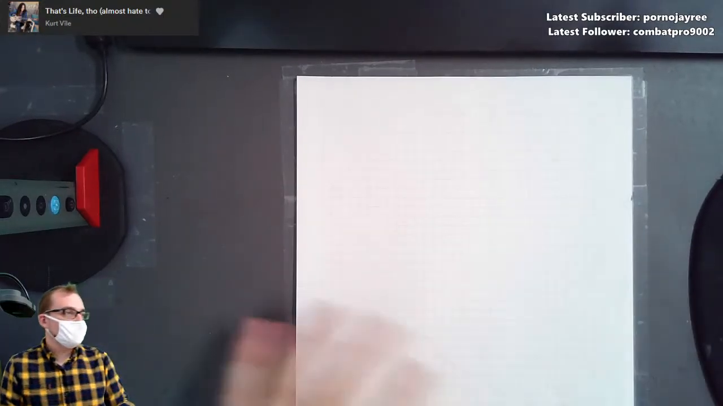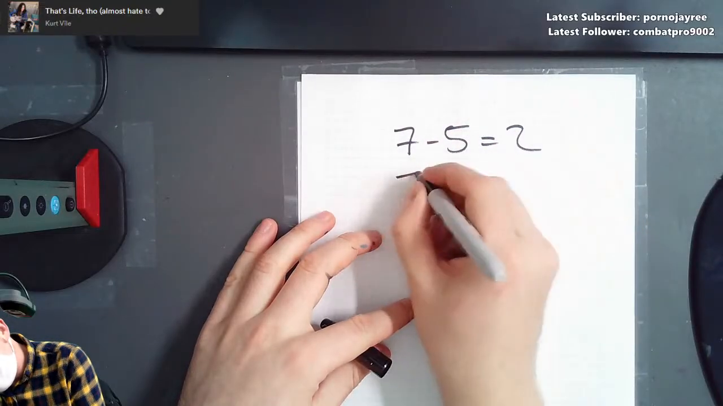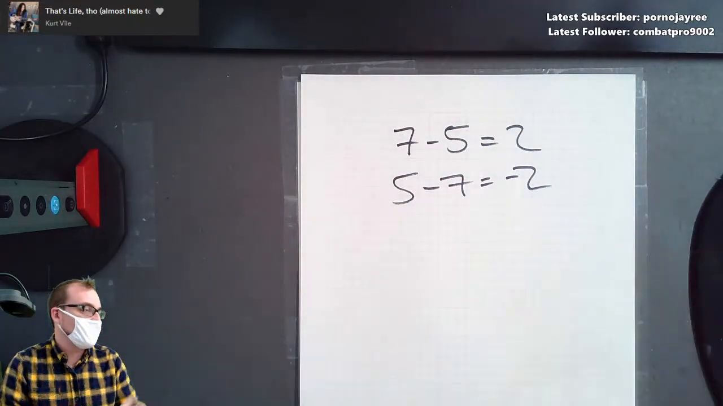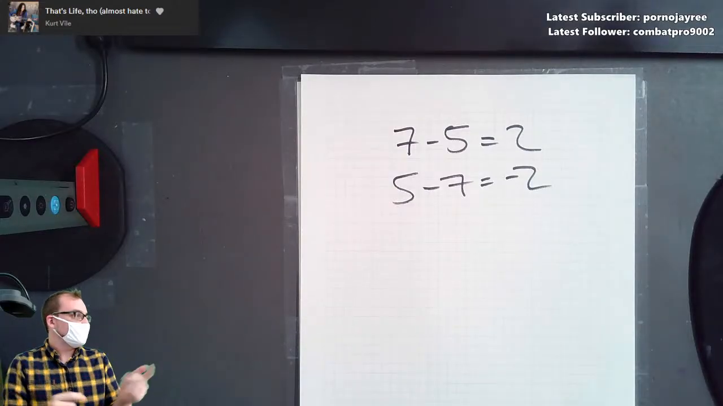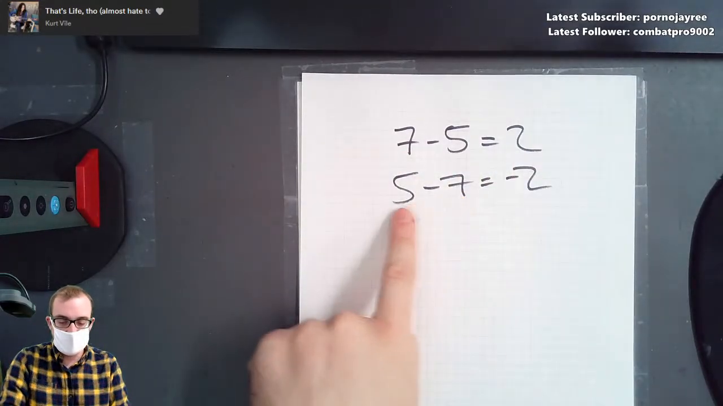Subtraction is not commutative. You can't switch the order. We talked about this, right? 7 minus 5 is 2, but 5 minus 7 is negative 2. You can flip them if you want. Just change the sign if you flipped them, right? Because the direction will change. We're starting on 5 and going to 7. That's 2. We start on 7, go to 5. That's negative 2.